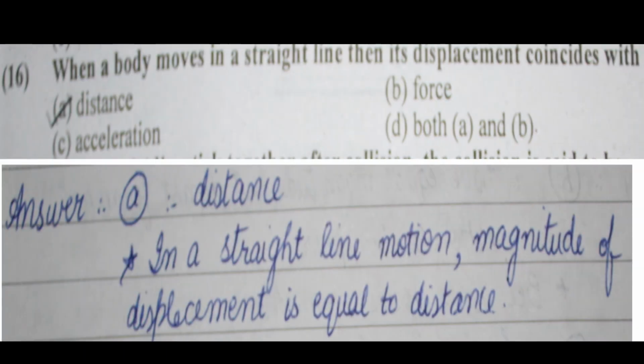Next question is, when a body moves in a straight line, then its displacement coincides with. As in straight line motion, the magnitude of displacement is equal to distance, so the displacement coincides with the distance. So option A is going to be the right answer.